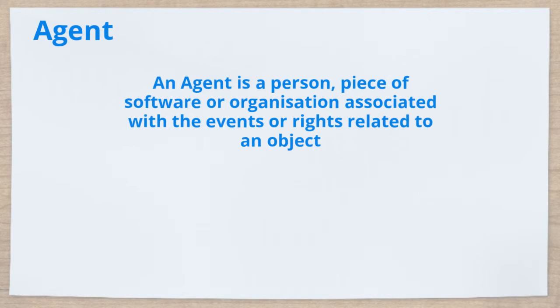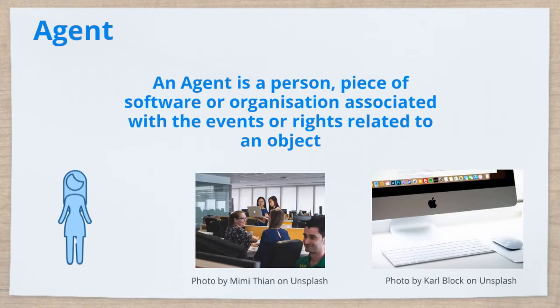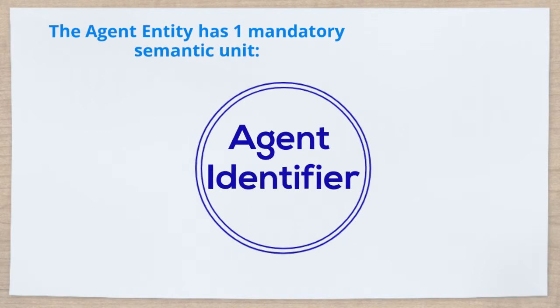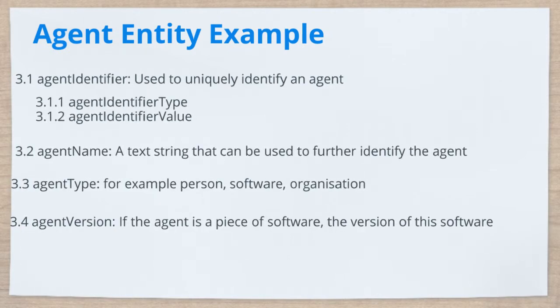An agent could relate to a person, software, hardware or organization which is associated with the digital object. There is only one mandatory semantic unit for an agent, which is agent identifier. There is also the option to record other information that could help to identify an agent, such as name, type and version.